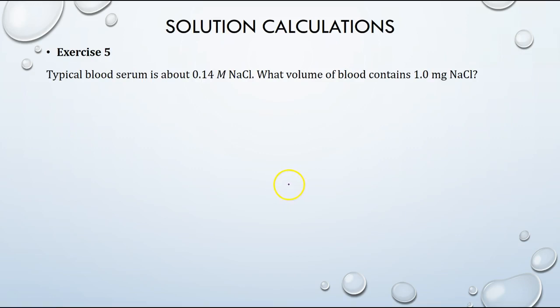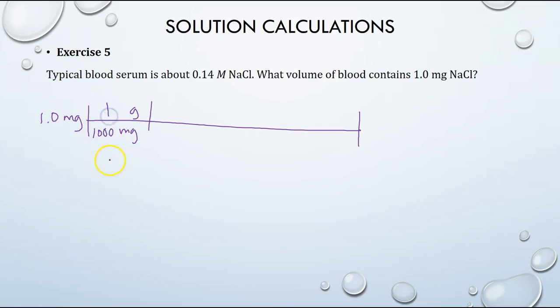So, typical blood serum is about 0.14 molar sodium chloride. What volume of blood contains 0.1 milligram of NaCl? So, we're starting with our given, 0.10 milligrams. The first thing that we have to do is change from milligrams to grams. There are 1,000 milligrams in 1 gram. So milligrams are gone of NaCl. Now I have grams. I'm going to take 58.44 grams of NaCl over 1 mole of NaCl.